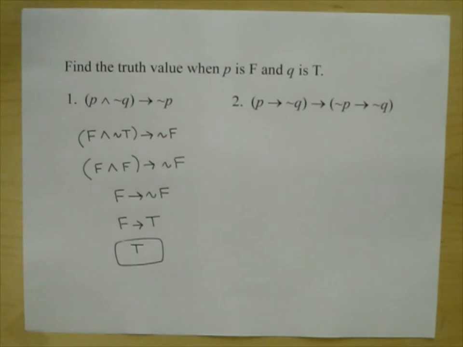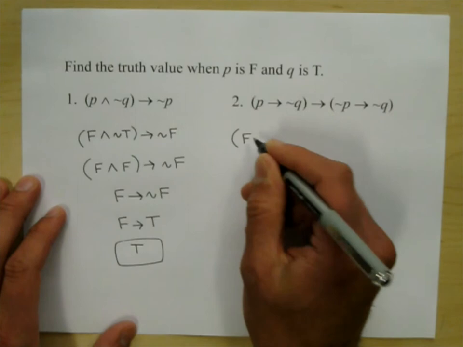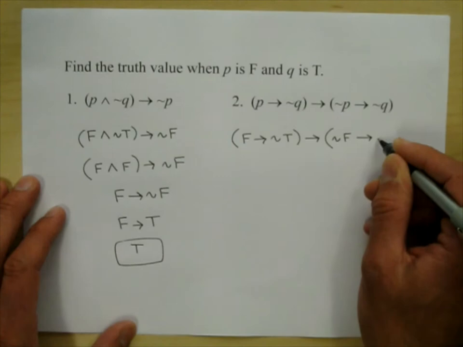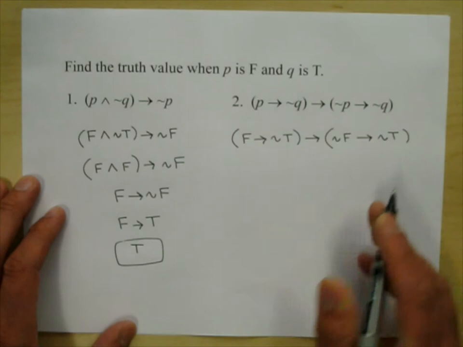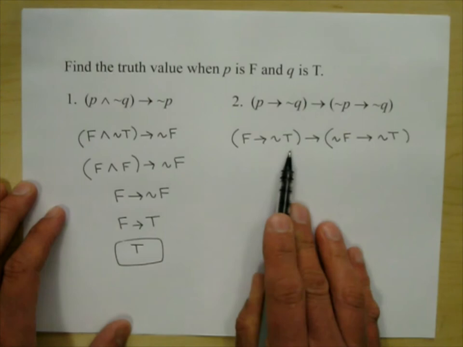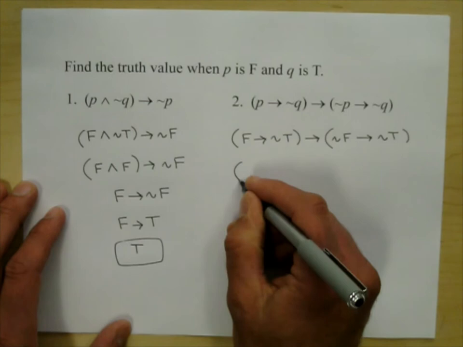Let's go ahead and do problem number two. Maybe you can pause the video and see if you can do this one on your own. Okay, so I'm going to replace the P's and Q's with falses and trues. So this is false, then not true, then not false, then not true. Okay, so we want to simplify inside these parentheses, and we'll do those at the same time on this problem. Okay, so for this set of parentheses, the first thing that you want to do is the not. So the not really is stronger than the arrow. Okay, so we have false, then, and then not true is false.